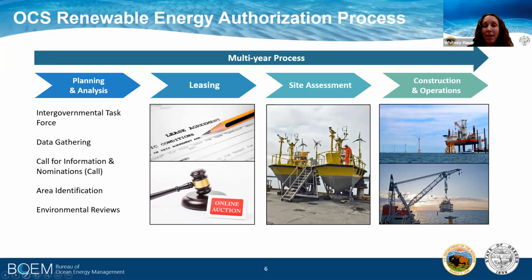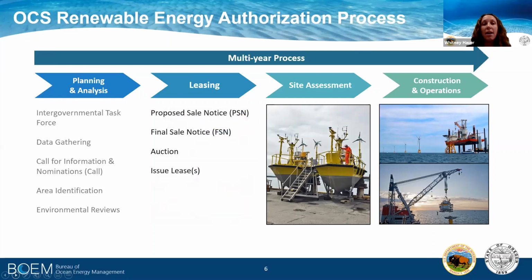The call for information and nominations is BOEM's formal process to solicit feedback on an area identified, and also to solicit nominations requesting interest in that particular area for development. With that information from the call and its feedback, BOEM goes through a process called area identification to identify wind energy areas, or WEAs, that are then subject to further environmental review under the National Environmental Policy Act.